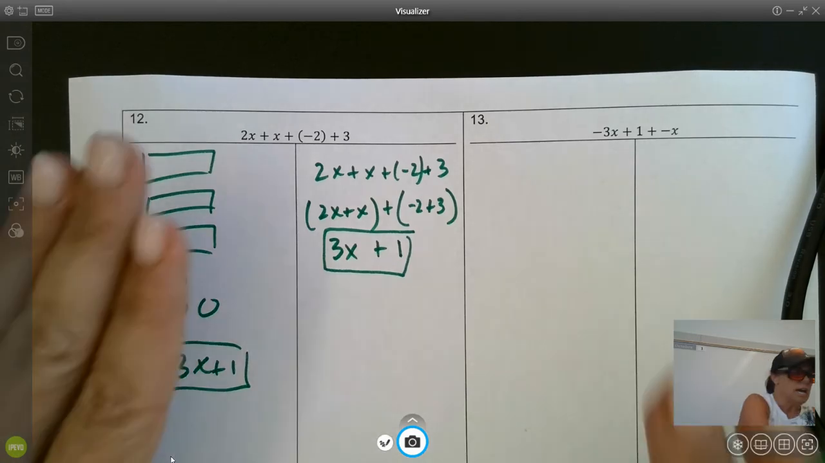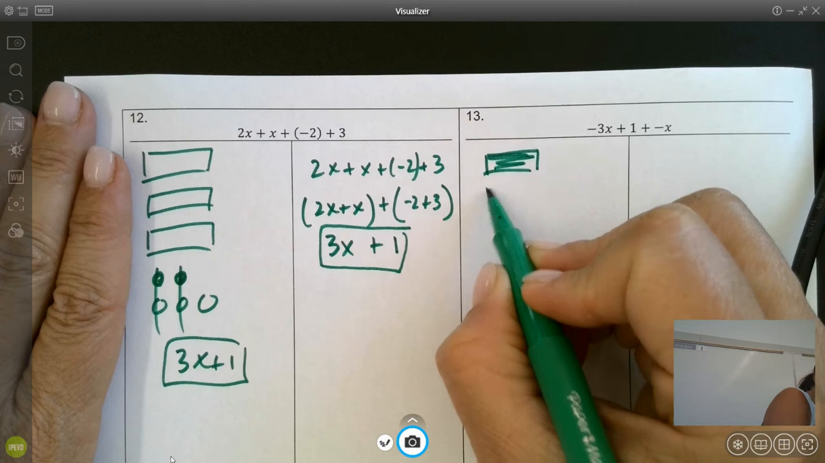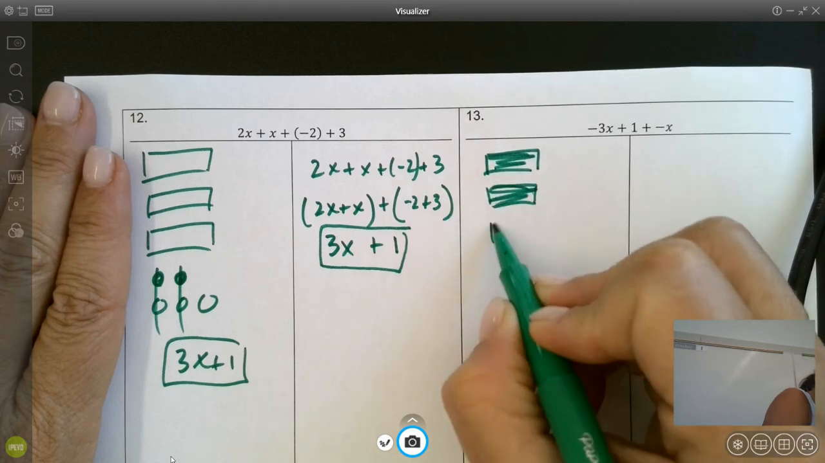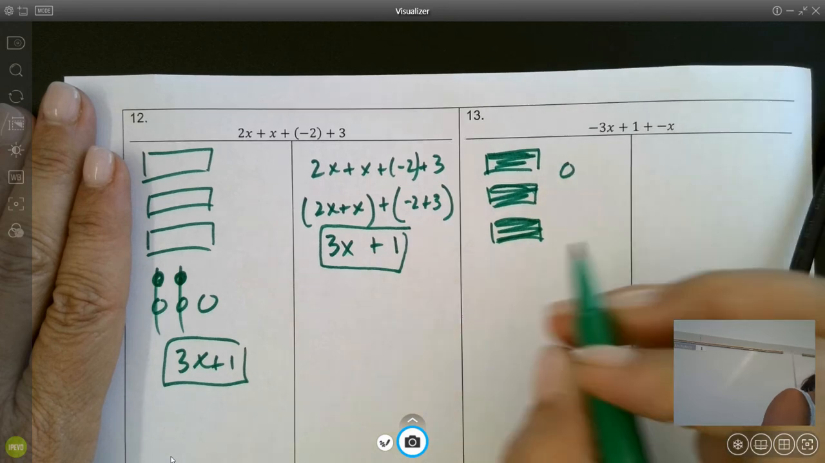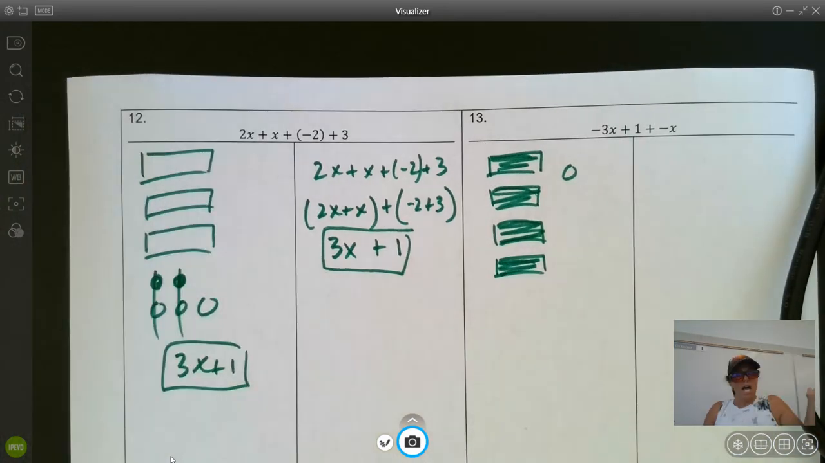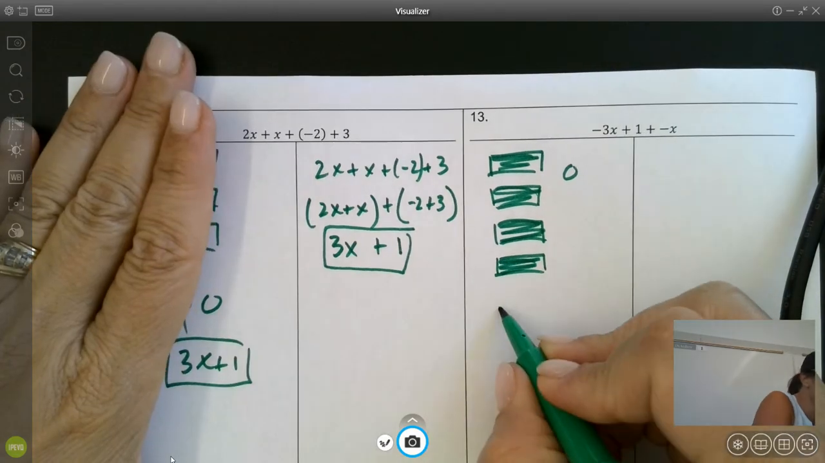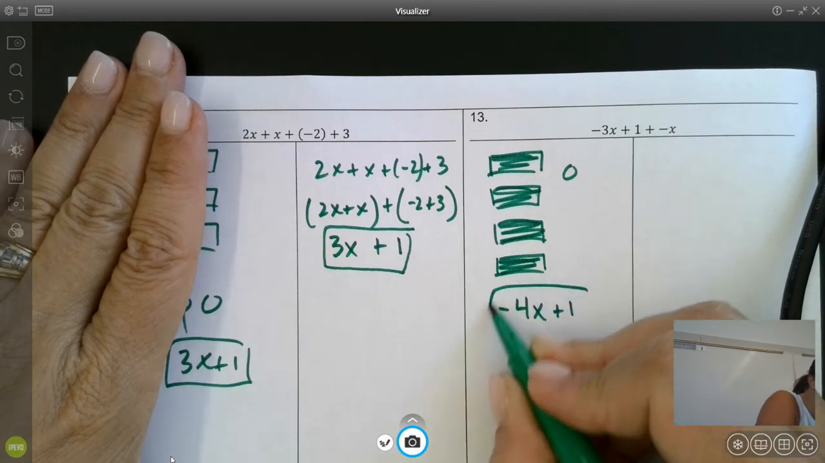Okay, this guy, 3 negative x's, a positive 1, and another negative x. All right, I don't have any 0 pairs on this problem. What I do have are 4 negative x tiles and a positive 1 tile.